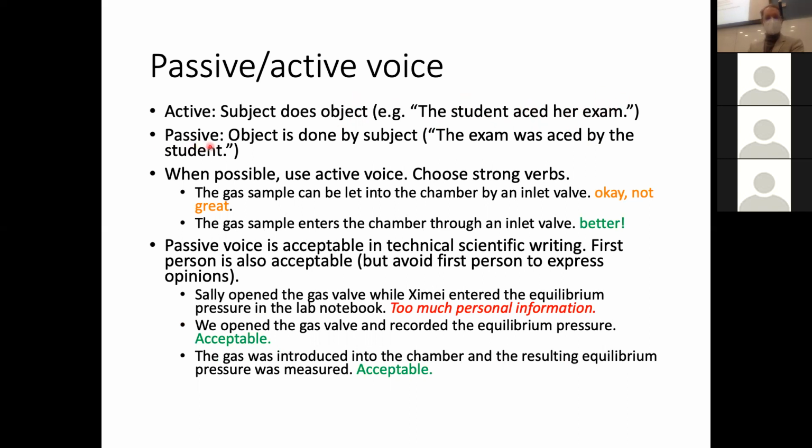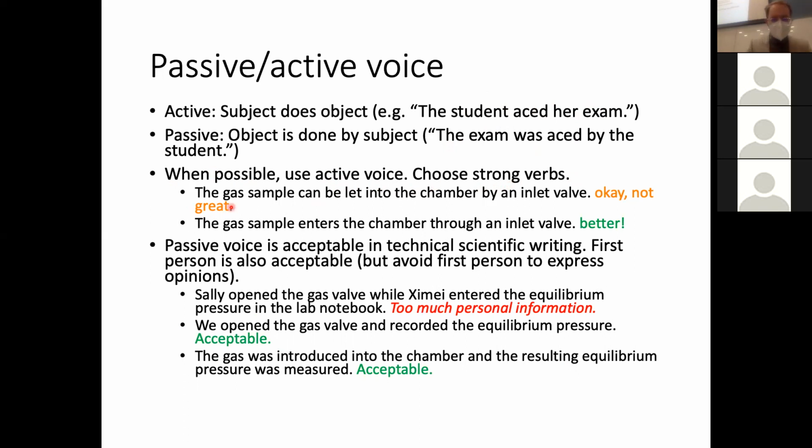Whereas in a passive sentence, you put the emphasis on the object and you say a certain thing was done by a certain subject, right? So in this case, if you wanted to rewrite this sentence in the passive voice, you would say the exam was aced by the student. And in this particular example, the passive voice sounds really clunky and not very elegant. And so there's a strong preference to use the active voice. So when possible in scientific writing, we try to use active voice and also choose a strong verb.